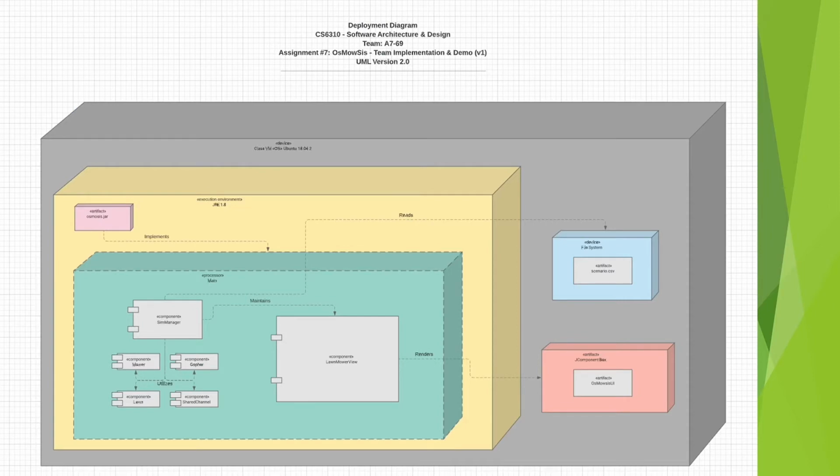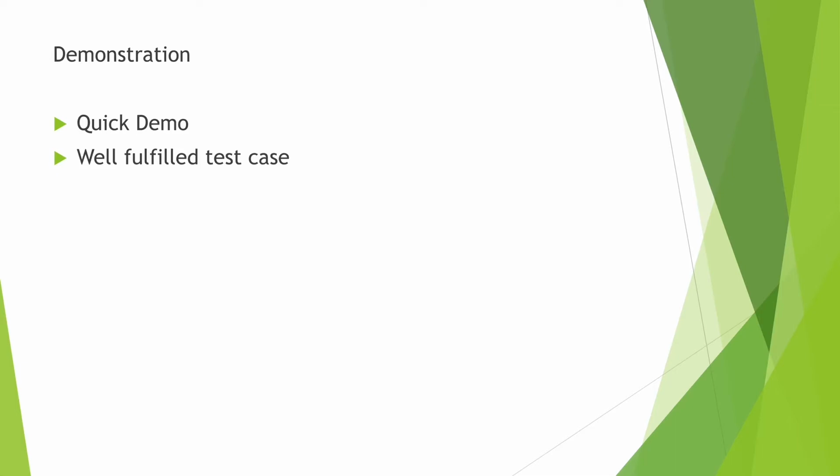This is the deployment diagram that depicts how we are deploying our application on the virtual machine that we are using to run our application. Now from here, we will move on to our demonstration that includes a quick demo of the application and also talk about some of the requirements and assumptions that we have.